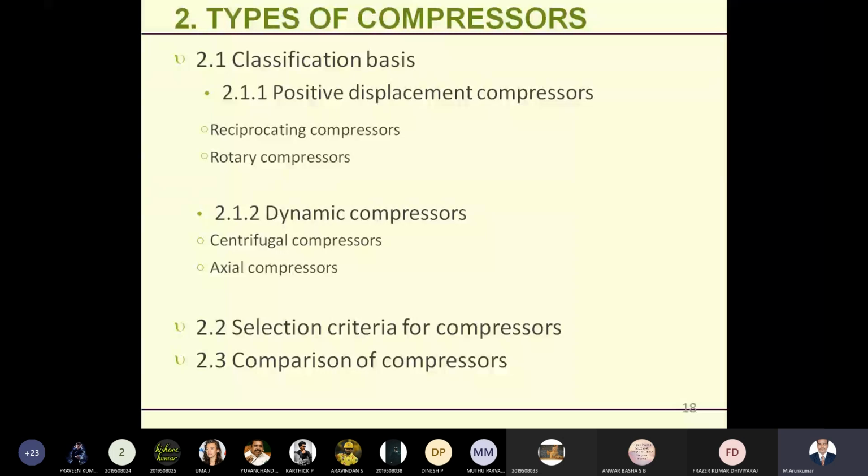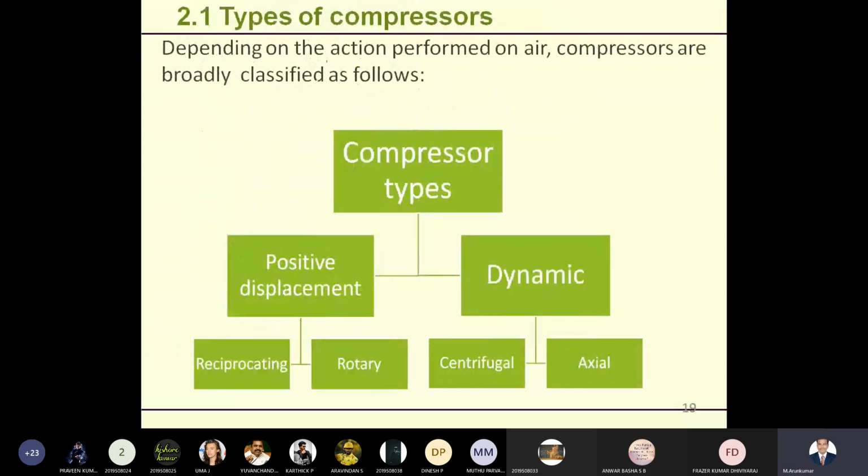So we have these four types of compressors. We have positive displacement compressors and dynamic compressors. In the positive displacement compressor, we have the reciprocating compressor and the rotary compressor. In the dynamic compressor, we have a centrifugal compressor and an axial compressor. So, one by one. These are the types of compressors, depending on the action performed on air. Compressors are broadly classified as follows: positive displacement compressor and dynamic compressor. This is based on the action performed on air.